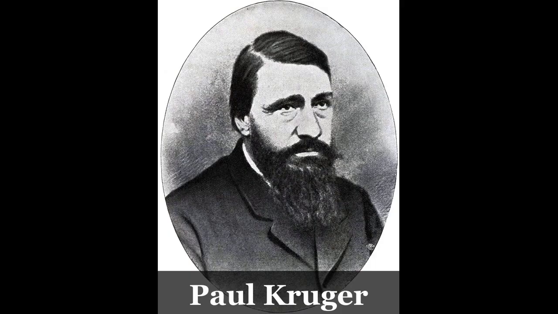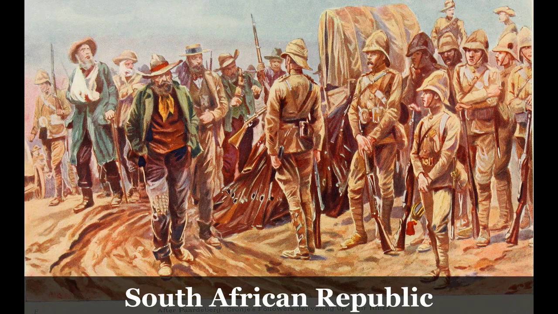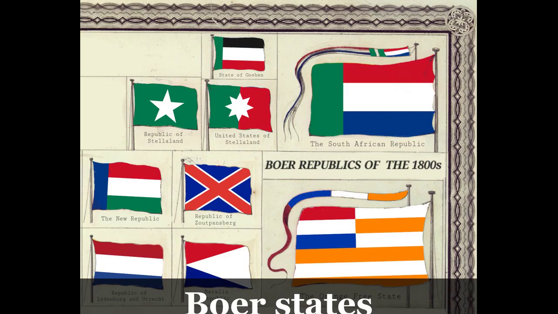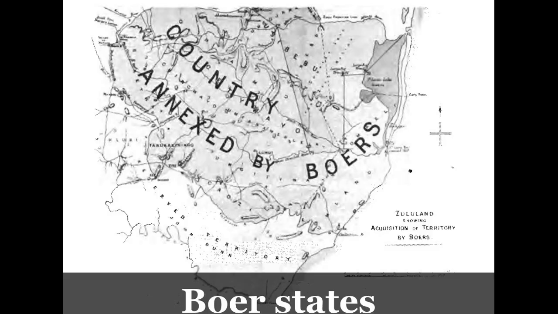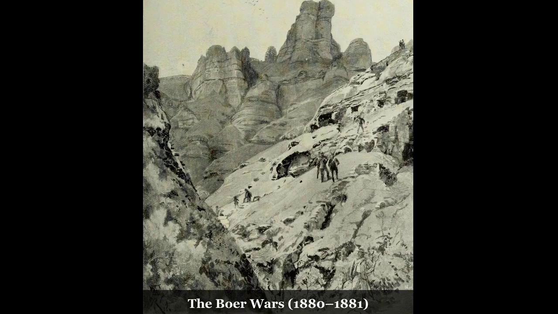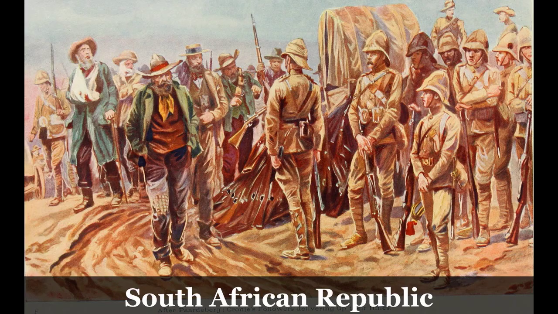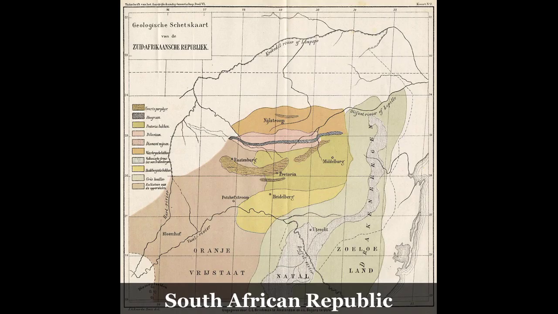One pivotal figure in this narrative is Paul Kruger, a stalwart leader of the South African Republic who would play a crucial role in the events leading up to the war. Kruger's unwavering commitment to the independence of the Boer states and his distrust of British intentions made him a powerful voice against British encroachment. On the British side, figures like Sir Theophilus Shepstone, who annexed the South African Republic in 1877 under the pretext of protecting it from internal strife and external threats, contributed to the escalating tensions.